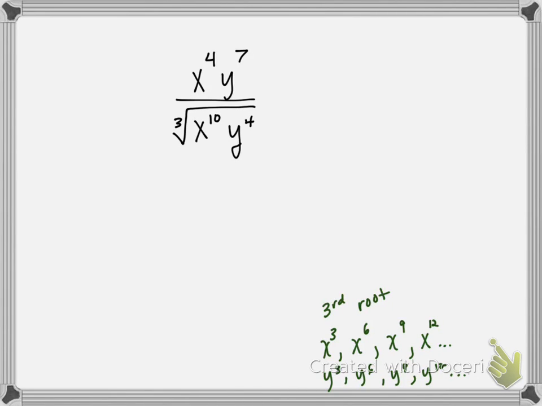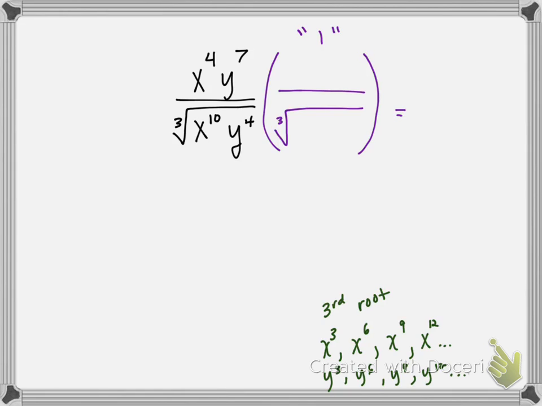For this example, we need to get rid of the root in the denominator, called rationalizing. So I'm going to open up parentheses and multiply by the number 1, so I'm not changing this original expression at all. But in the denominator, I'm going to open up a third root symbol, and I'm trying to get back to a whole number when I multiply straight across.